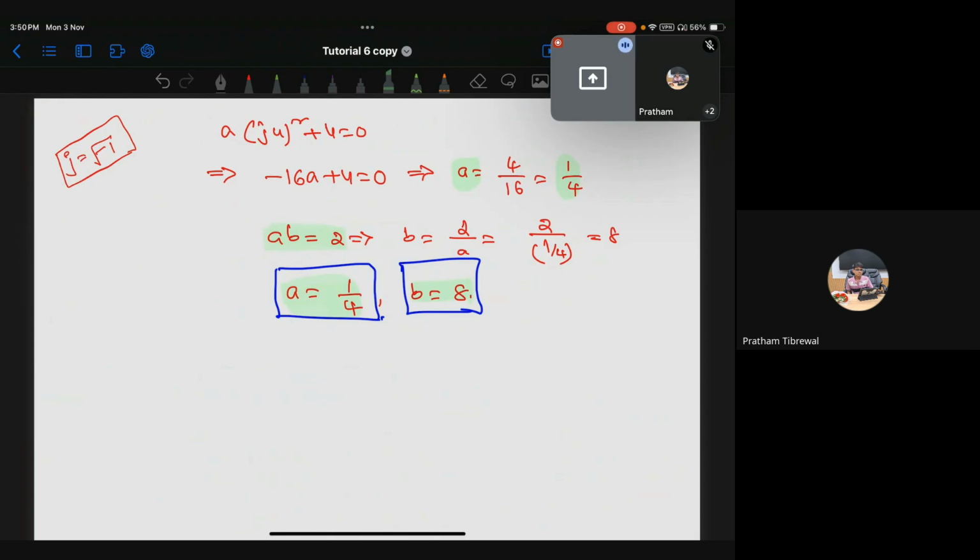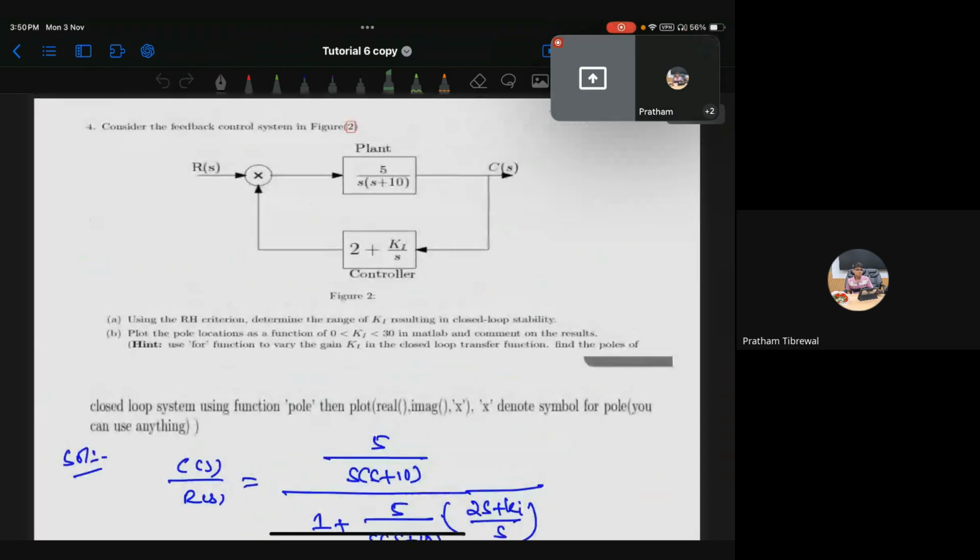If we want it to oscillate at 10 radians per second, the values of A and B will change, because here we will substitute 10 in place of 4. So then this will become 100, and you'll get a different value. Any queries? Okay, so now the next question.